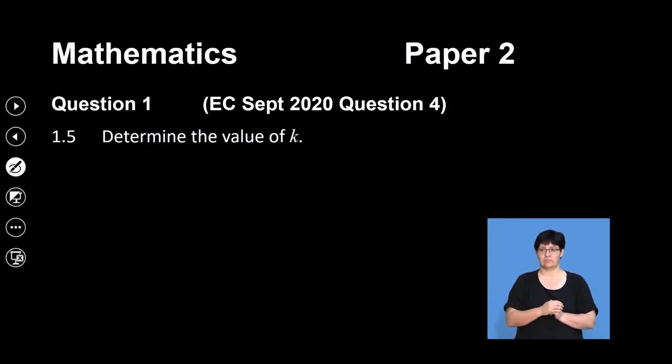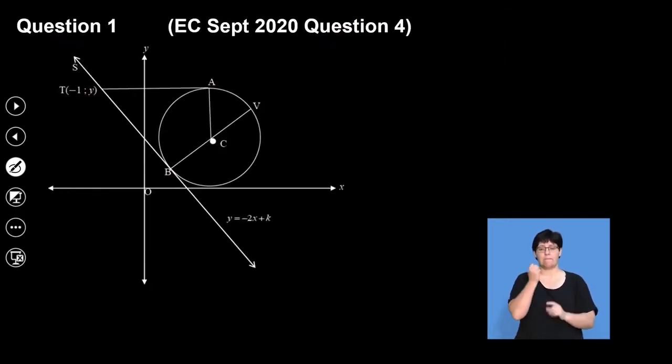All right, we've got the same diagram. Okay, let's determine the value of k. k is the y-intercept of that line, y equals minus 2x plus k. So we have the gradient of that line being minus 2, and the value of k is going to be the value of the y-intercept, as I said. In order to find that, we need to know the coordinates of another point on that line. And luckily, we do have the coordinates of another point on the line.